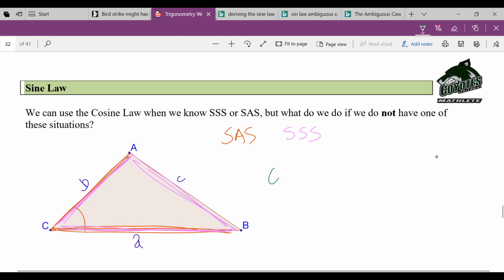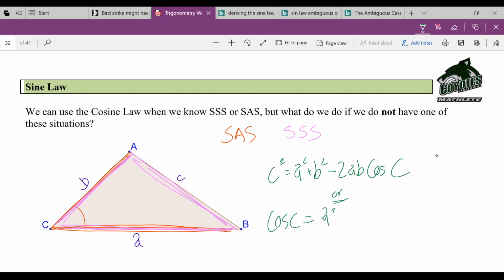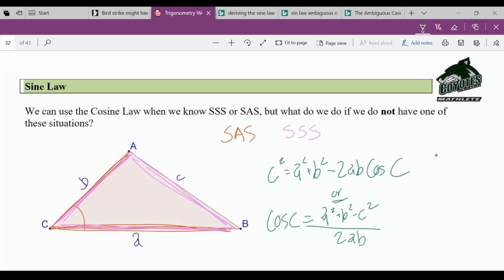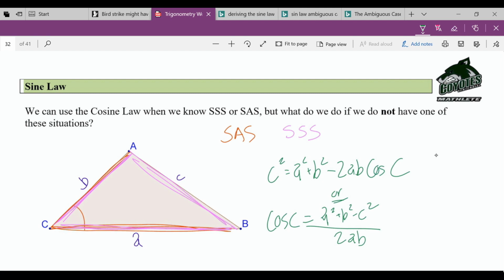which was, if you recall, either c squared equals a squared plus b squared minus 2ab cosine c, or an alternative form of it, if I'm looking for an angle, cosine c equals a squared plus b squared minus c squared over 2ab. Okay, that's the two forms of the cosine law, which will allow you to solve either a side angle side triangle or a side side side triangle. All right, so how does the sine law work?